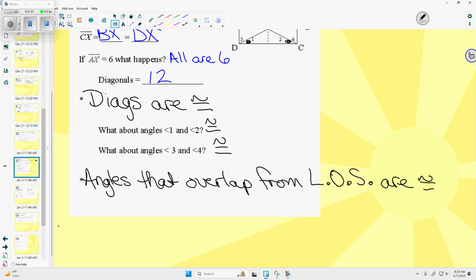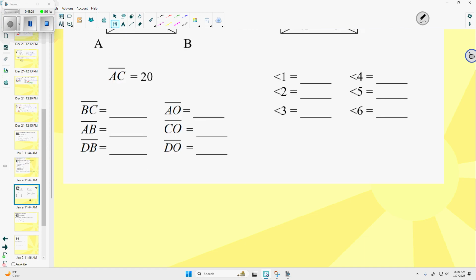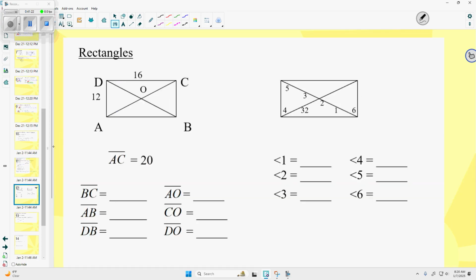Okay, so remember that diagonals are not lines of symmetry for a rectangle. They are lines of symmetry for a rhombus. But remember, visuals, not on a rectangle. So when you look at your next piece, you've got to think about where are my lines of symmetry.